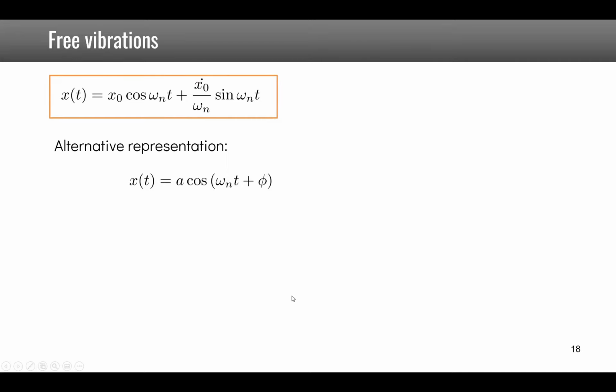We can use an alternative representation of that. Again using trigonometry, you can write this as a single cosine function with a frequency omega n and an angle phi. By equating these two, you can see that this initial angle phi is given by the initial velocity divided by omega n times x0. So if the initial velocity is 0, this initial phase is 0 as well, and we have a cosine function.